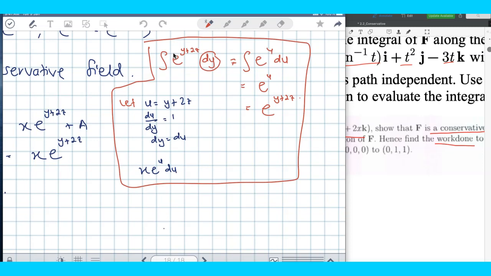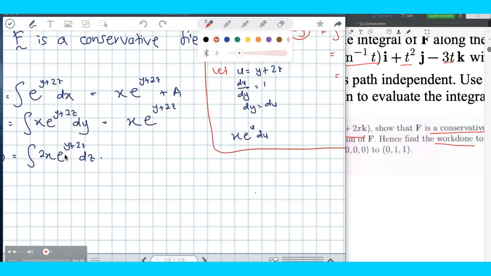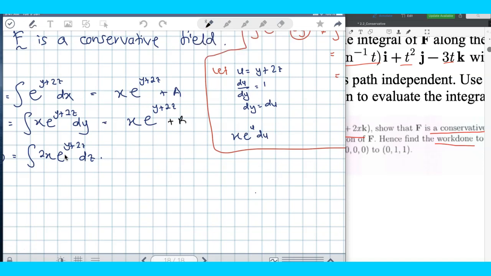So here you get plus b, and then the third one you have to integrate with respect to z, with x constant, so e to the y plus 2z, and because there is a 2 there, divided by 2, plus c.